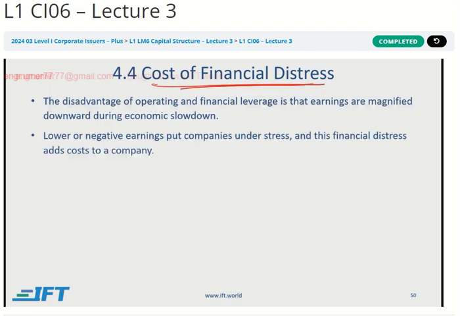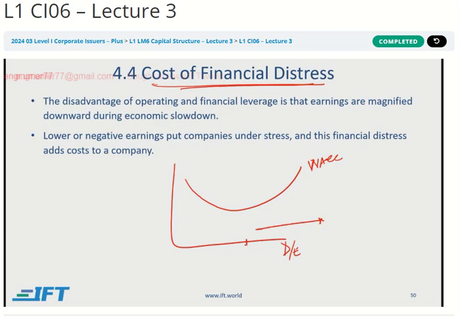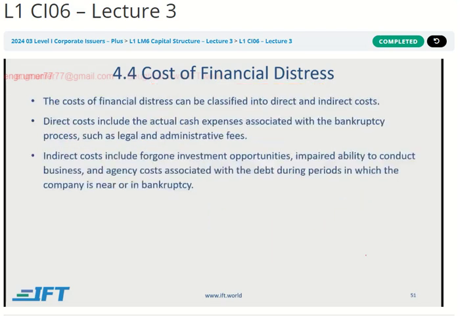That's why we have to take into account something called the cost of financial distress, which says that as you increase your debt to equity ratio, you're increasing the risk of bankruptcy. So yes, your WACC might come down, but then it will start going up again, because after a certain point, the present value of the cost of financial distress will be greater than the tax benefit.